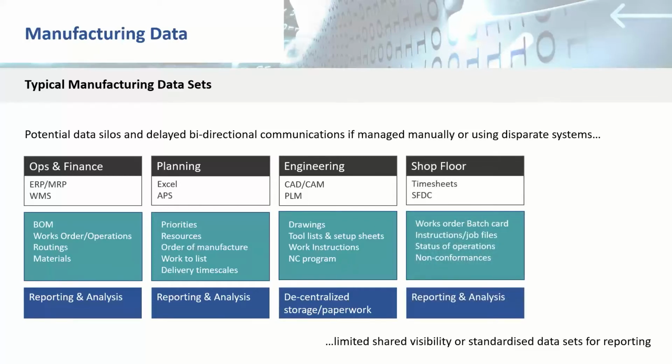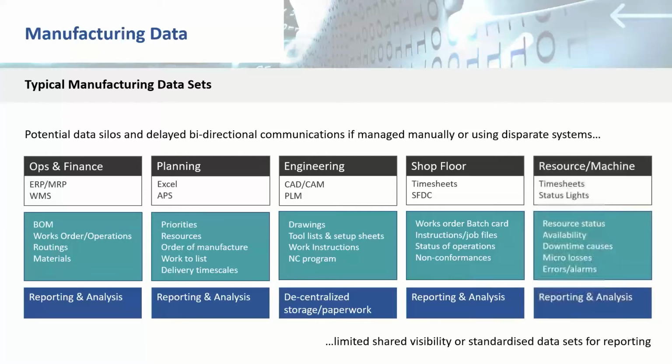Once we get down to the shop floor, this is where we can start capturing some of the data. You may well have timesheets, manual sheets that people fill in to account for their time, what they've actually produced today. Or you may have a shop floor data collection system. So the sort of data we're looking at here: works order batch cards, route cards, job instructions, and the status of the job. Is it running? Is it paused? How many have I made? Non-conformance issues.